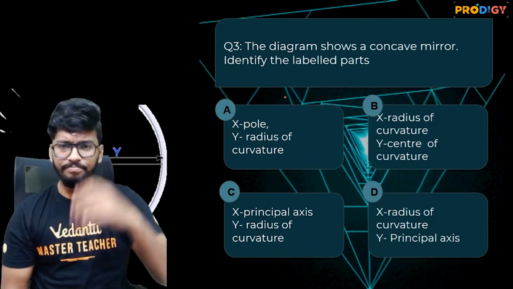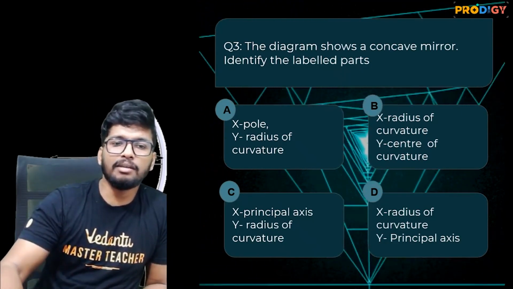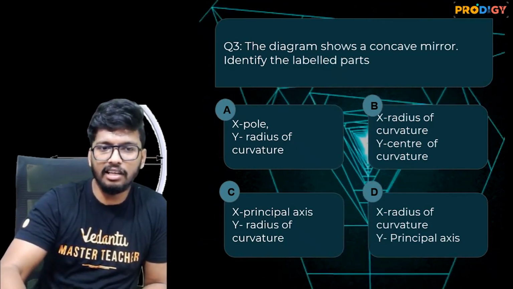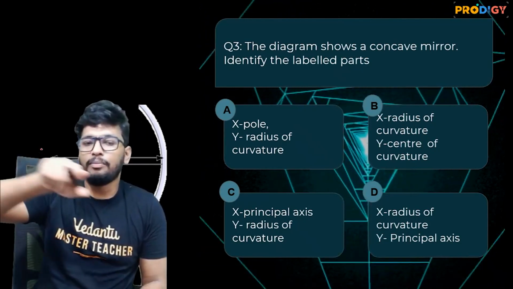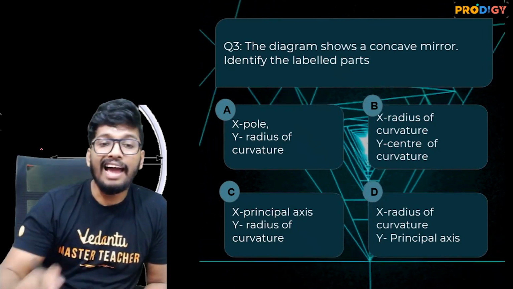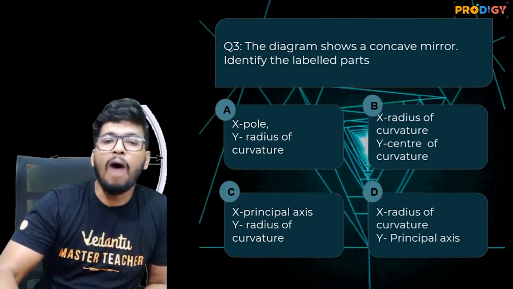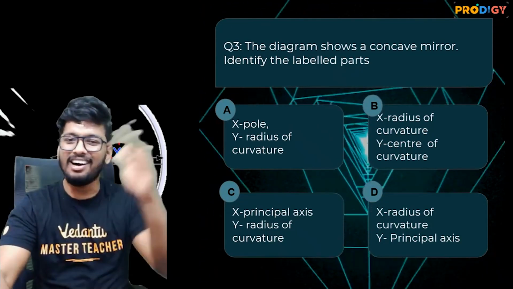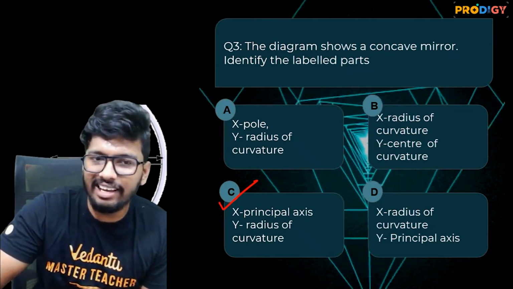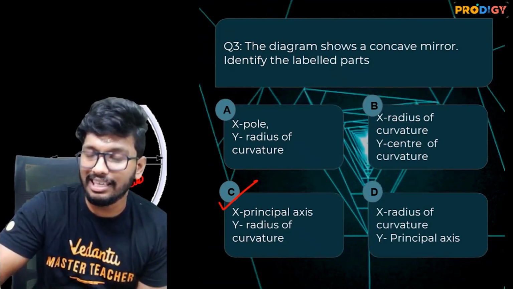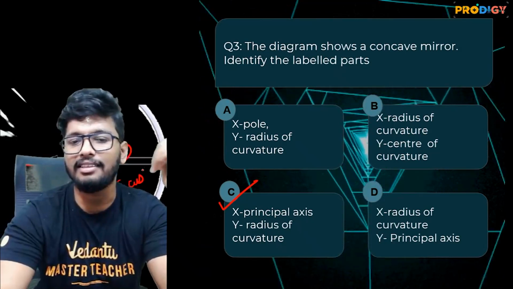Again, guys, it might seem like a difficult question, but to be very honest, X is nothing but the principal axis. That's very clear, as it represents this line that is passing through the pole. And Y, if this is the center of curvature C, would be nothing but the radius of curvature. So the answer to this question is actually C, that is principal axis and radius of curvature. And Z in this case is nothing but the focus.